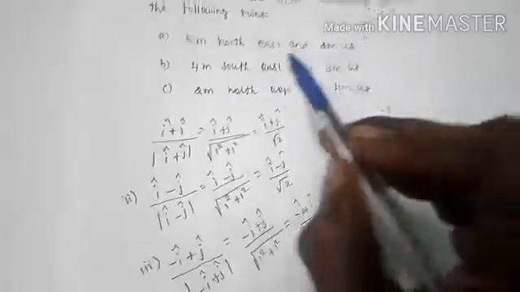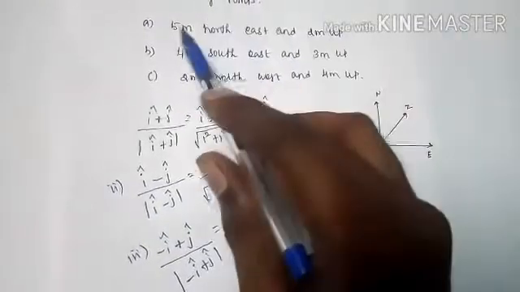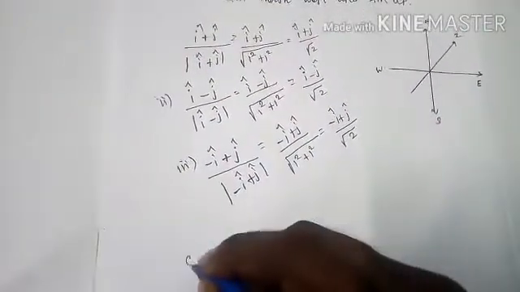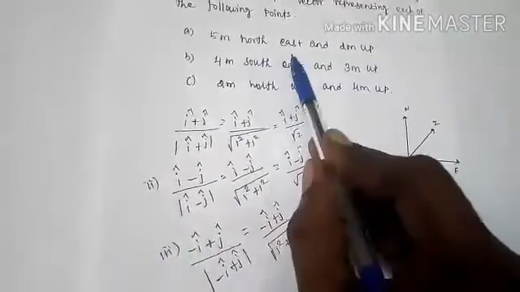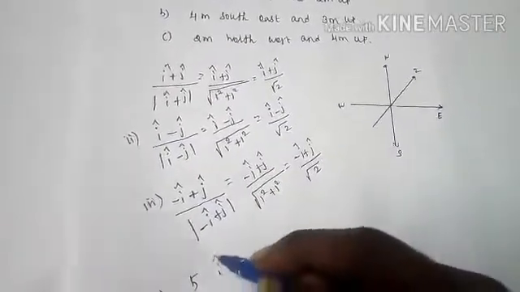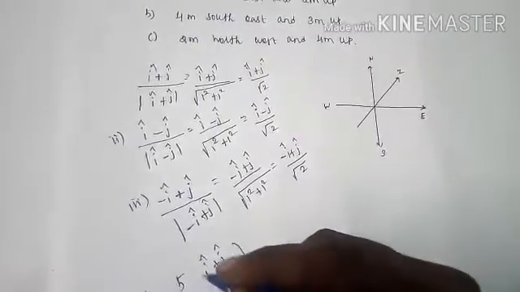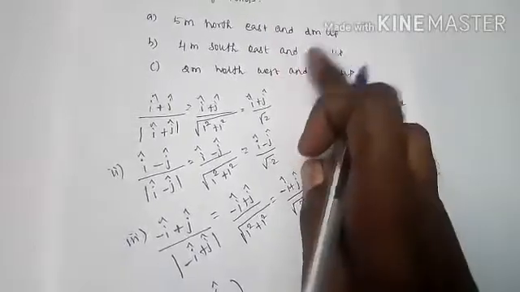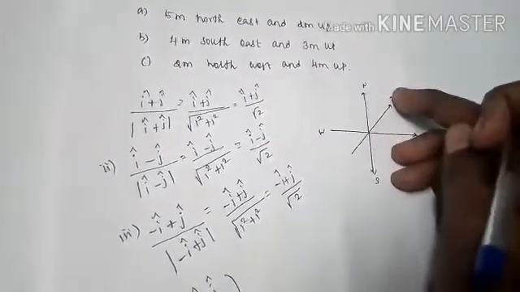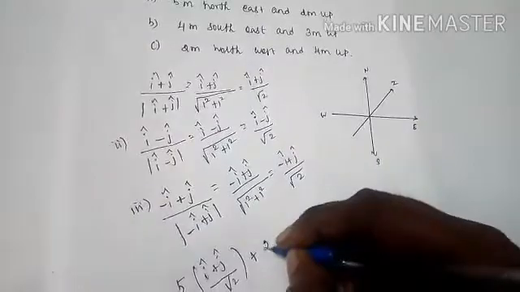Now we come to the question. 5 meter northeast and 2 meter up, that is option A. 5 meter northeast, so the unit vector of northeast is i cap plus j cap divided by root 2, and 2 meter up means positive, so plus 2.